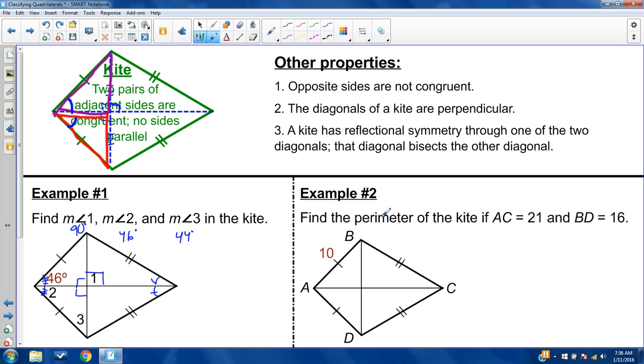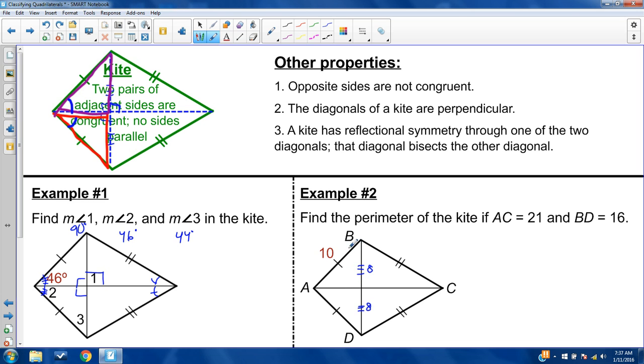Okay, example number 2, find the perimeter of the kite if AC is 21 and BD is 16. AC is 21 right here, BD is 16 right here. You also have BA as 10. Okay, 21 is not going to be divided in half. We can't just say, well, I know exactly where it's cut. However, 16 is cut in half. So let's go back here. This should be 8, and this should be 8.